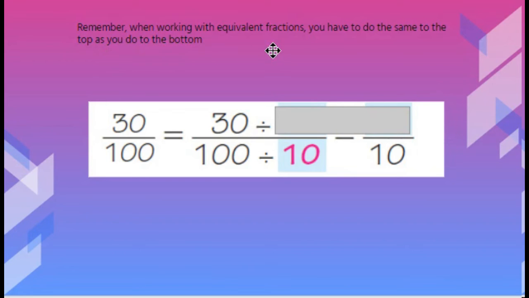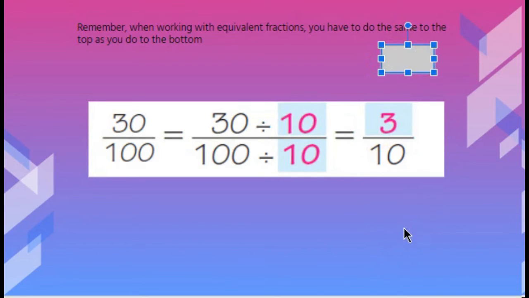Now, when you're working with equivalent fractions, you have to do the same to the top as you do to the bottom. So if we're going from 30/100ths to tenths, we're actually dividing by 10 to both the top and the bottom. So what would 30 divided by 10 be? Let's see if you got it. 3/10. You notice we're just taking off a 0 from both the top and the bottom because we're dividing by 10 to both sides, and we end up with 3/10.